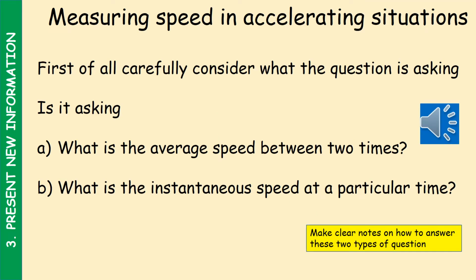If you are in an exam and you're given a question about accelerating from a graph or a table of results, you need to first of all carefully consider whether it's asking for the average speed between two times or the instantaneous speed at a particular time. Now, how you work these two out is very, very different. So you've got to know what you're answering. Now, if you are taking a foundation paper, you will not be asked a type B question. You'd only have an A.